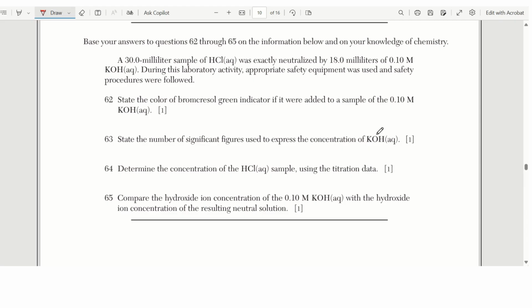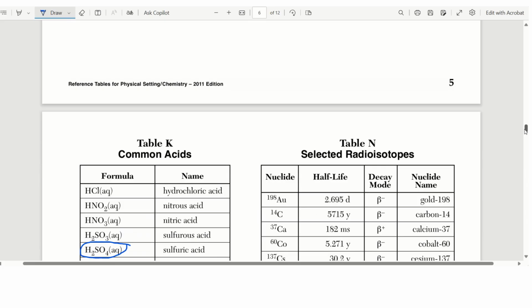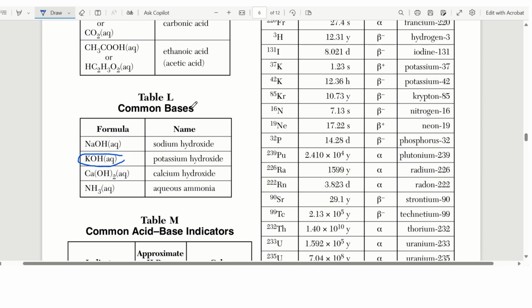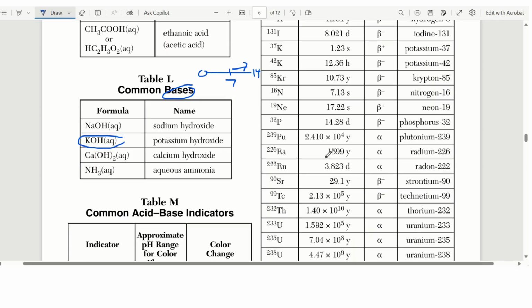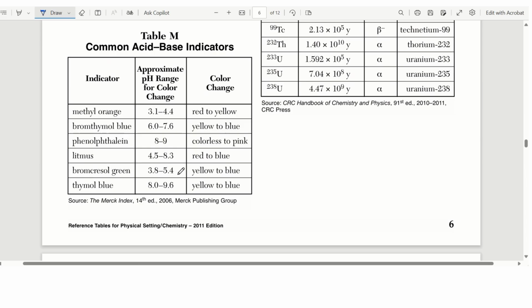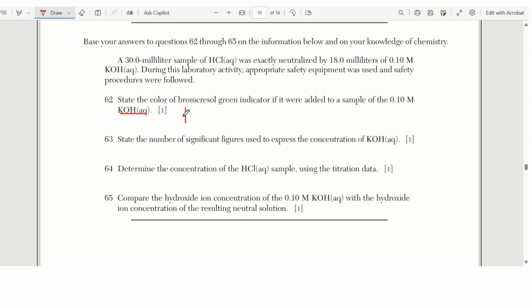State the color of bromcresol green indicator if it were added to the sample of the 0.10 molar KOH. So let's go to the reference table for a minute. What I'm going to first look at, KOH is a what? Base. Bases have a pH greater than 7, right? So what color would bromcresol green be in that case? So let's look. Here's bromcresol green. Here's 7 compared to these numbers. Well, 7 is bigger than that number, so that means it will be this color, which is blue.